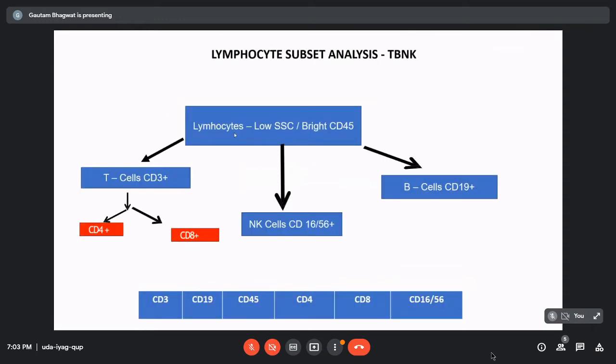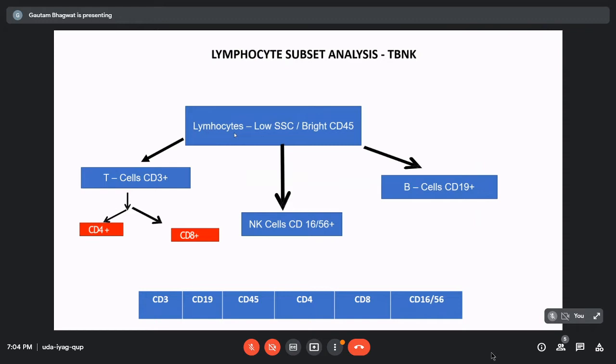Coming to lymphocyte subset analysis, the basic analysis that we do is T, B and NK. These are the three kinds of lymphocytes: T cells, B cells and NK cells. The basic TBNK tube would have the markers CD3, CD19, CD45, CD4, CD8 and CD16/56. Although there are many subsets of lymphocytes, those are mostly used in research or in in-depth diagnosis of immunodeficiency disorders. But this initial tube is one of the ideal screening tubes to give you an idea of what the lymphocyte subsets look like. So remembering from the last talk, lymphocytes have low side scatter and bright CD45.